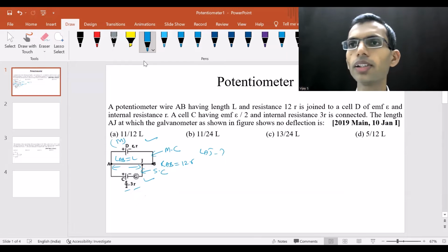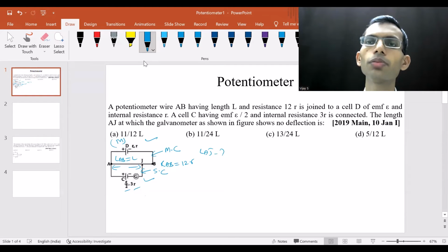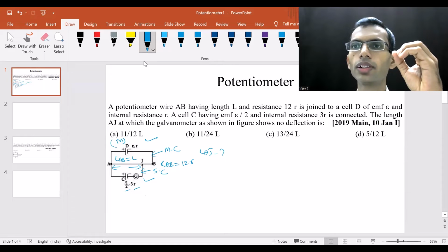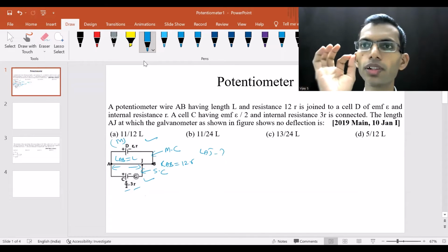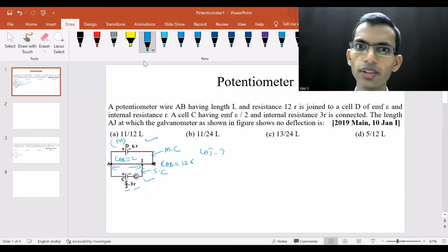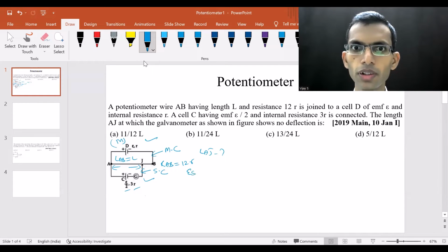What is the working principle of potentiometer? When the galvanometer shows zero deflection, the sub-circuit cell EMF becomes equal to the potential difference between junction A and the moving contact position J. So when the galvanometer shows zero deflection, the sub-circuit cell EMF becomes equal to VAJ. That is, E by 2 becomes equal to VAJ.